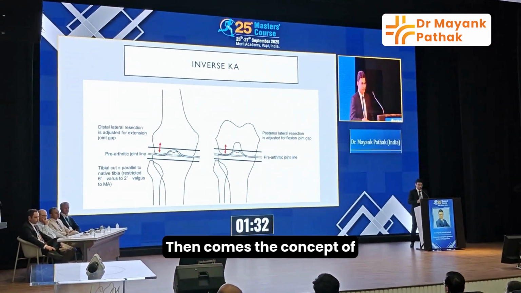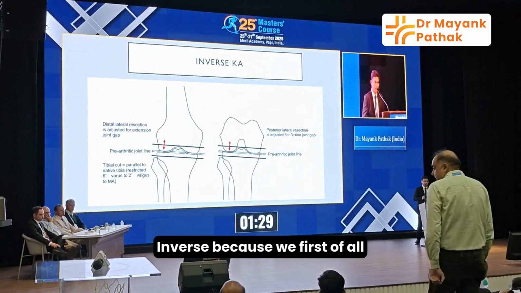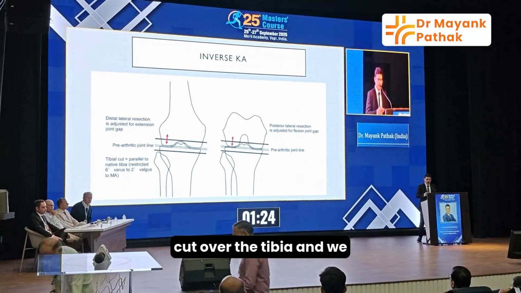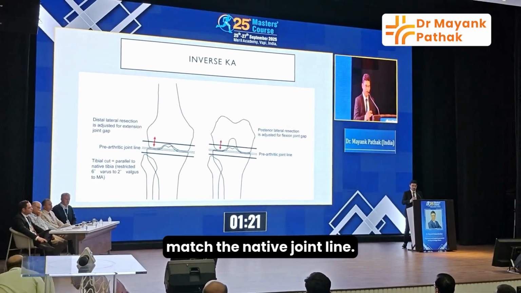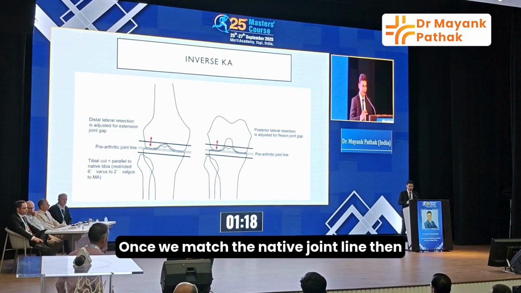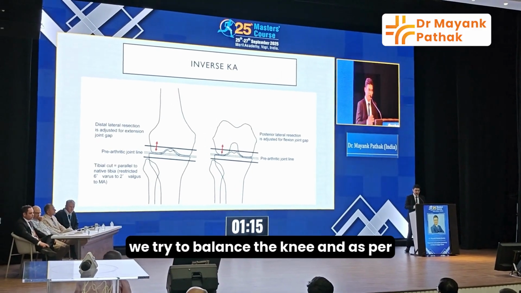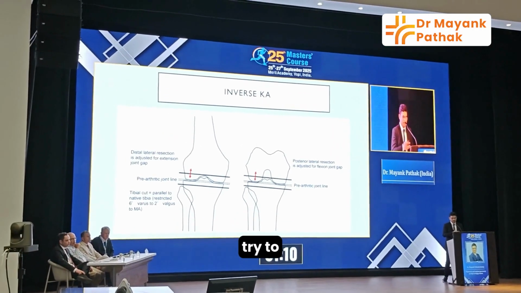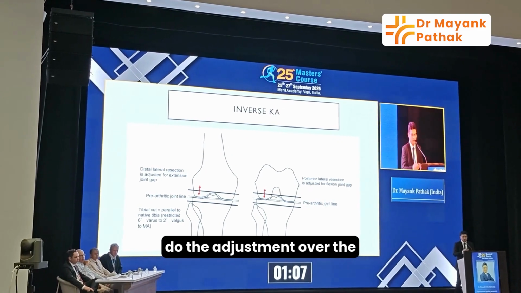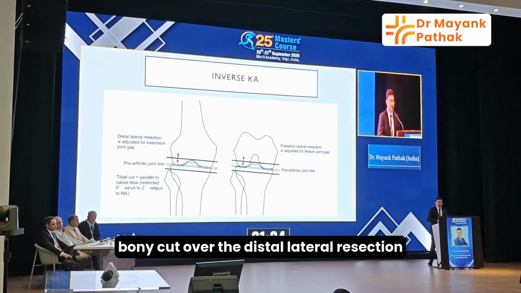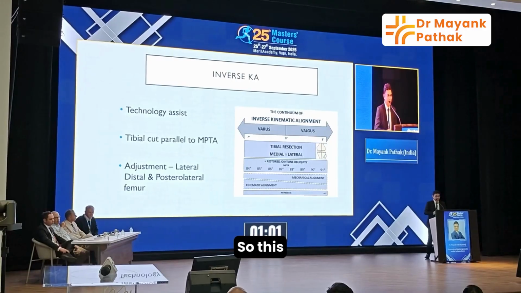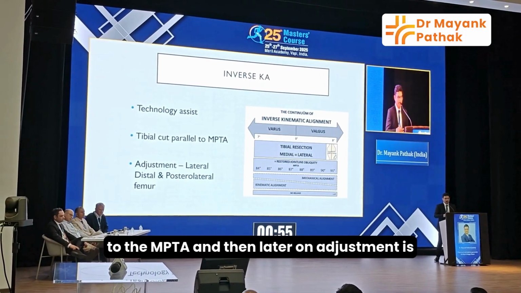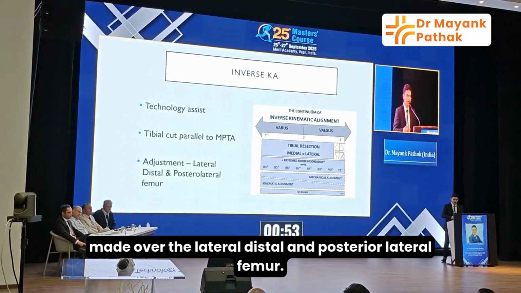Then comes the concept of inverse kinematic alignment. Inverse because, first of all, we make the cut over the tibia, and we match the native joint line. Once we match the native joint line, then we try to balance the knee, and as per the knee balance, we try to do the adjustment over the bony cut, over the distal lateral resection and posterior lateral resection. So it is a technology-assisted tibial cut parallel to the MPTA, and then later on adjustment is made over the lateral distal and posterior lateral femur.